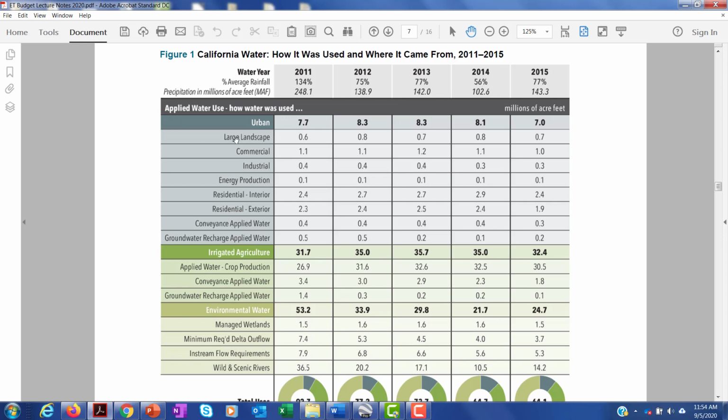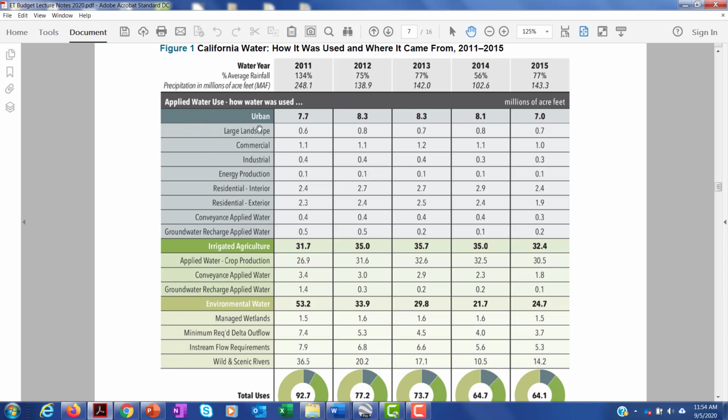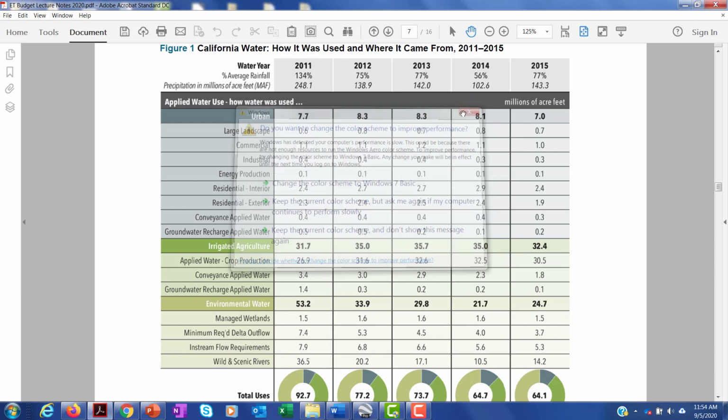But what I wanted you to see is the big categories of how we use water. We use it for urban, agriculture, and environment. Those are the big three categories. And you can see the magnitudes here. For urban, it's 7.7 million acre feet. And agriculture, way more than that. Most of the water that we capture is used for agriculture. And then this is water that is left for what they call environmental. That would be in-stream flow requirements, wild and scenic rivers. We'll get into all those.